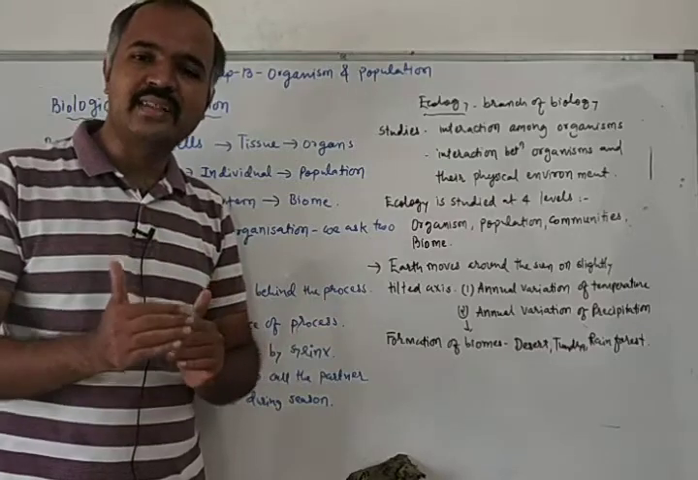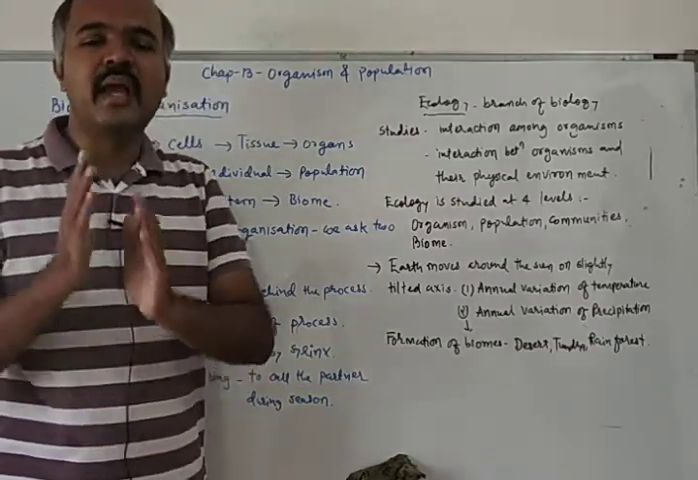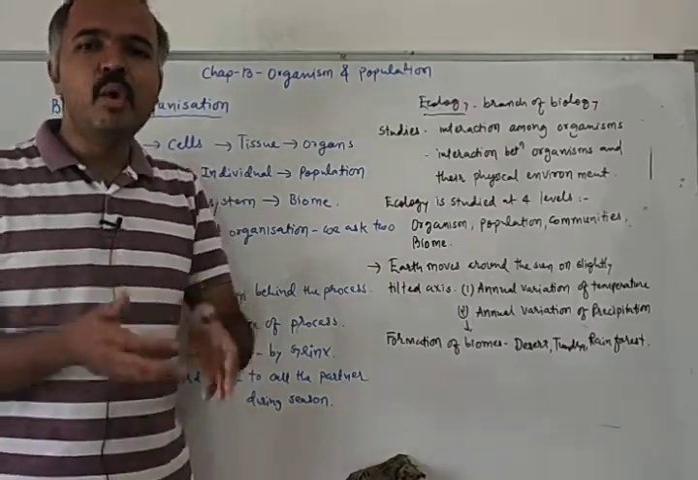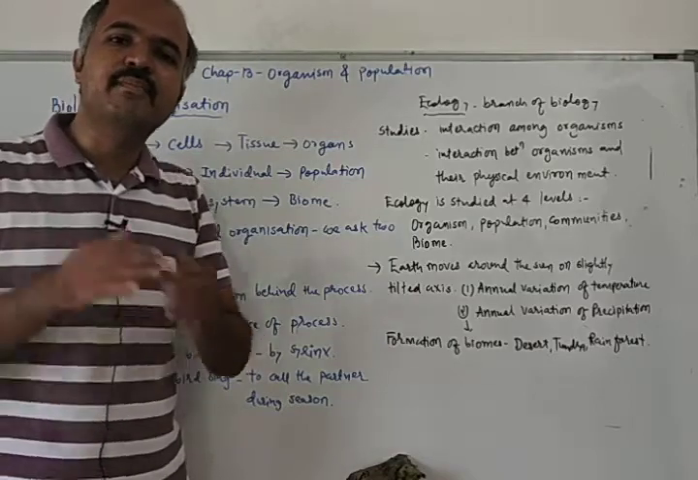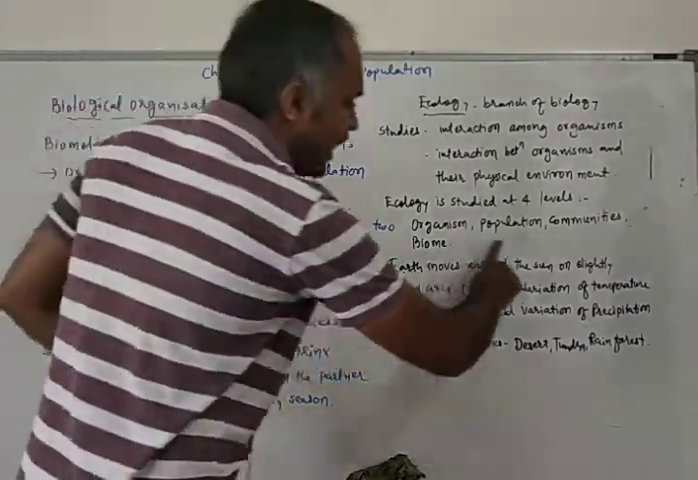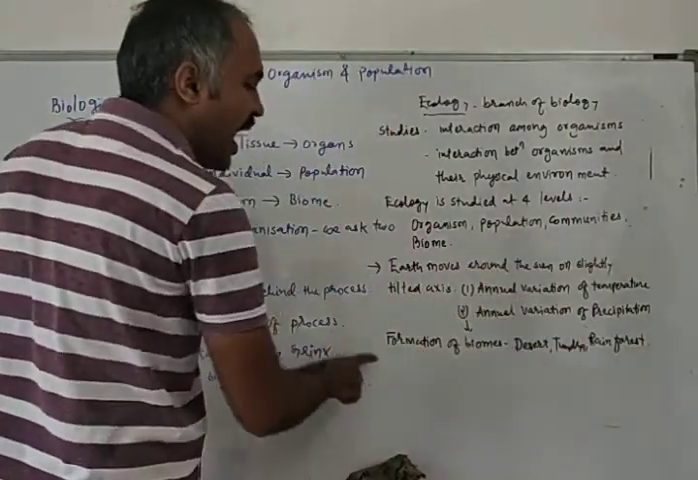Different biomes like desert, rainforest and tundra are produced because of annual variation of temperature and annual variation of precipitation, and both these variations arise because of the movement of the earth around the sun. So this point explains how different biomes are formed.